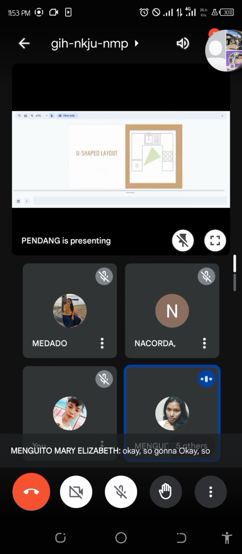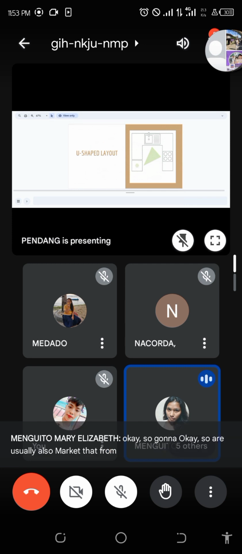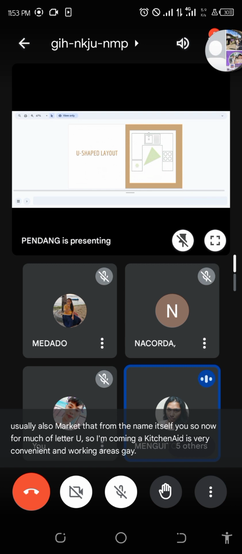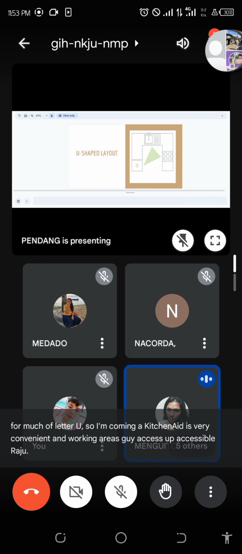Okay, so the U-shaped layout, as you can see from the name itself, U. So it forms the letter U. This kitchen layout is very convenient because the working area is accessible.